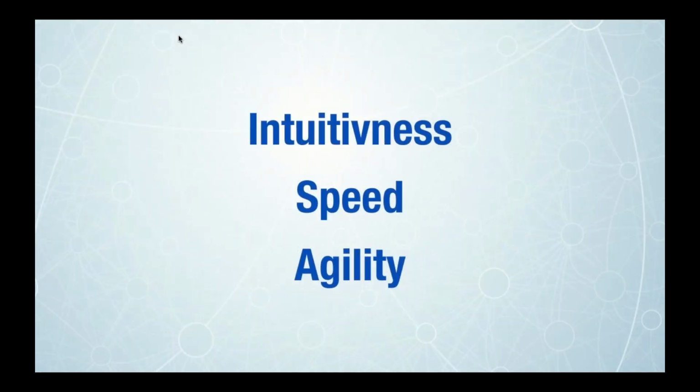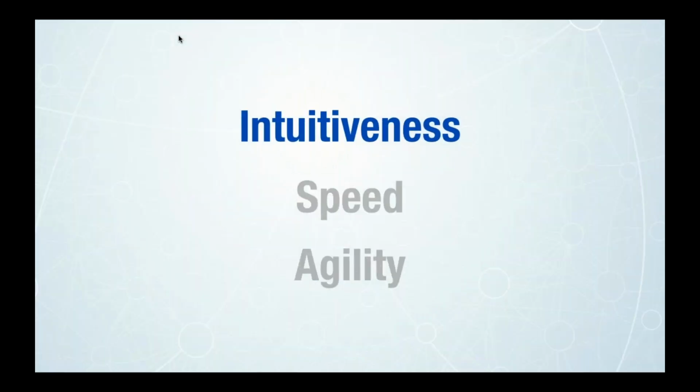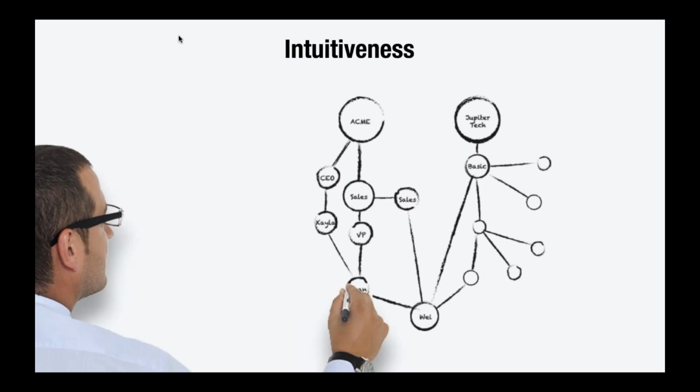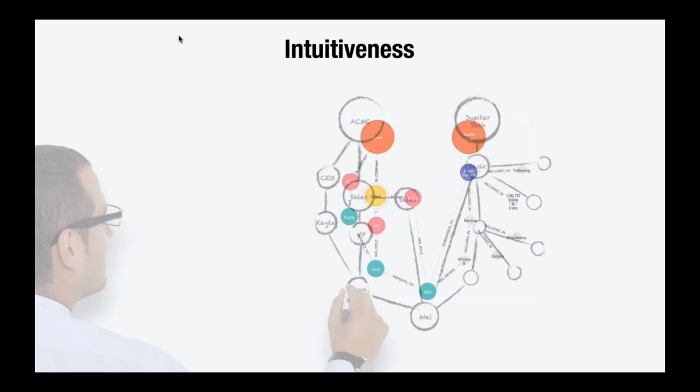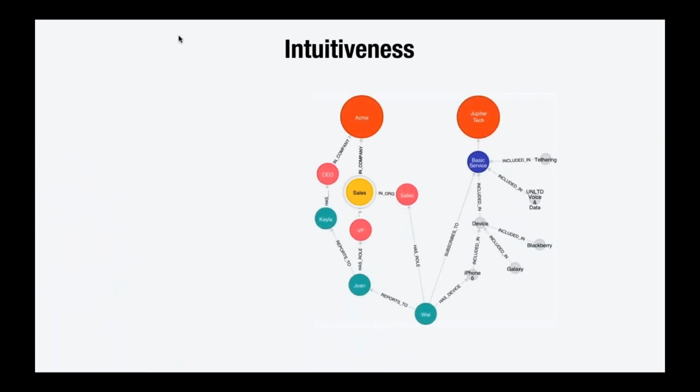So graph databases have three key advantages for data that is highly connected. First is intuitiveness. And intuitiveness really means that your whiteboard model is your physical model. What we store in the database is the same thing as a business person might draw up on the whiteboard. There's no translation between the business person and a business analyst and a developer and a DBA, because what everyone is dealing with is the same model.